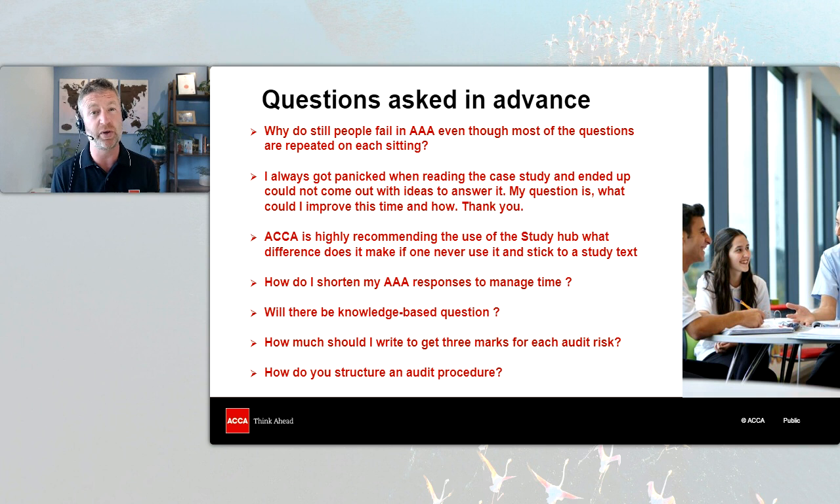But broadly, with an audit procedure, what I try to do is I start with a fact from the scenario I'm trying to verify. I then suggest a source document, something that is going to give me evidence over that fact, and then I explain how the test works. So that's my standard approach for an audit procedure to get the 1 mark per well-explained audit procedure that will be available.